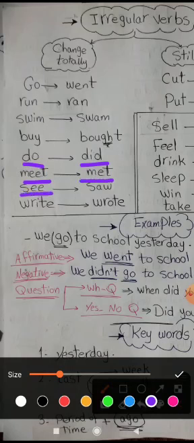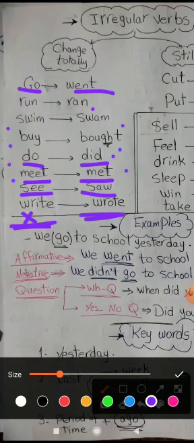See, يشوف أو يرى. ال past simple: saw. طب write, W هنا يعني يجي بعديها R، W على طول بتبقى silent. Write, يكتب. Wrote. يبقى again: go, went; run, ran; swim, swam; buy, bought; do, did; meet, met; see, saw; write, wrote.